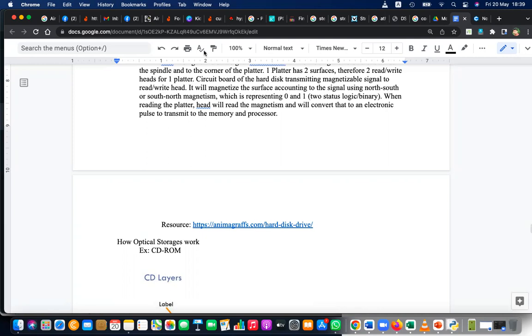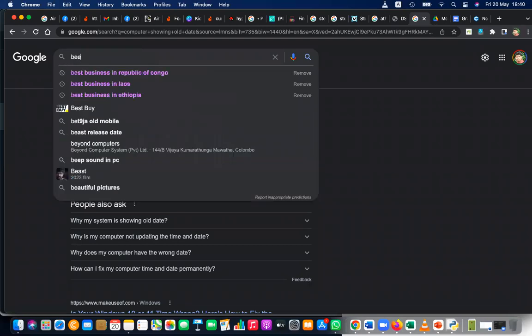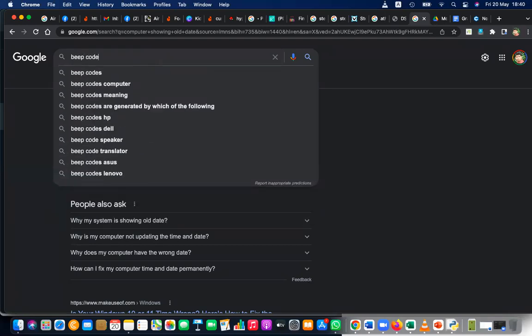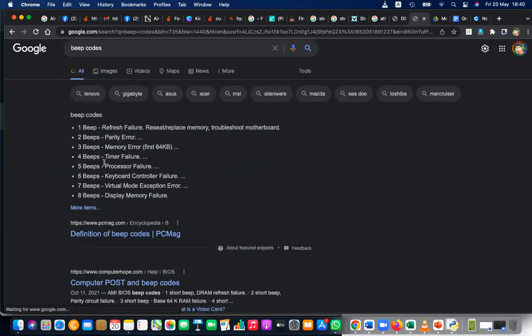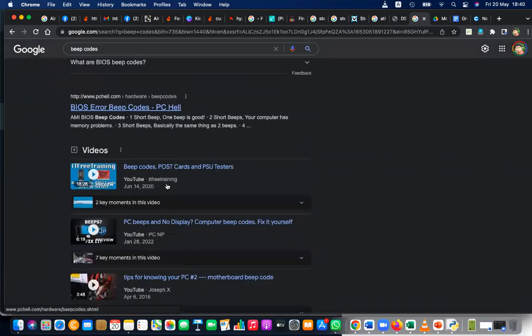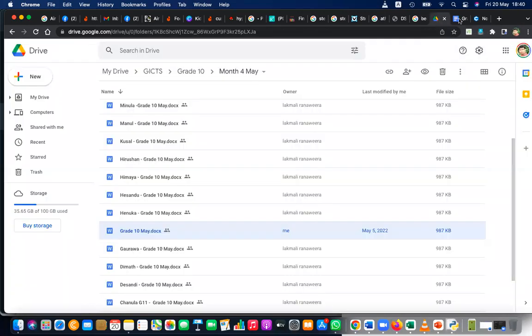So how do you check that? You need to check on the internet. Using another computer, you can check the beep code. Different computers have different beep codes. Some are common, but there are different beep codes in different computers by different manufacturers.